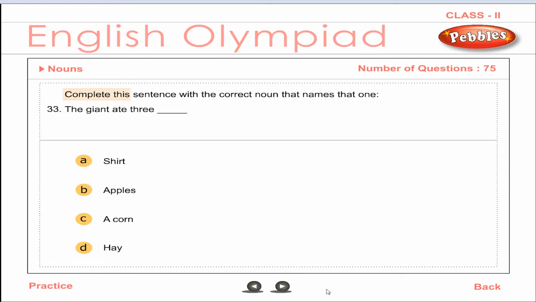Excellent. Complete this sentence with the correct noun that names more than one.